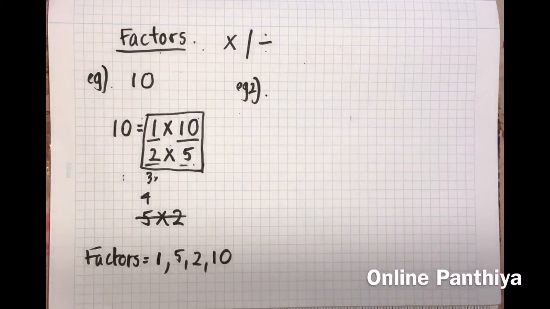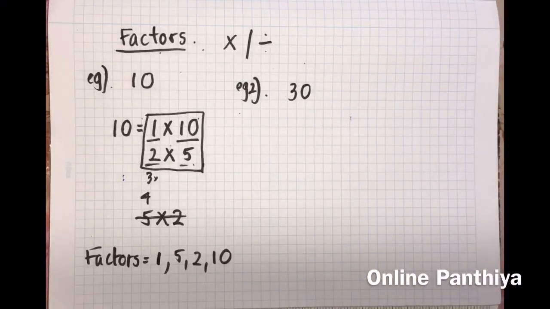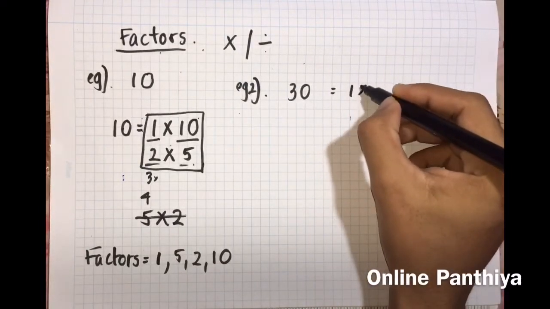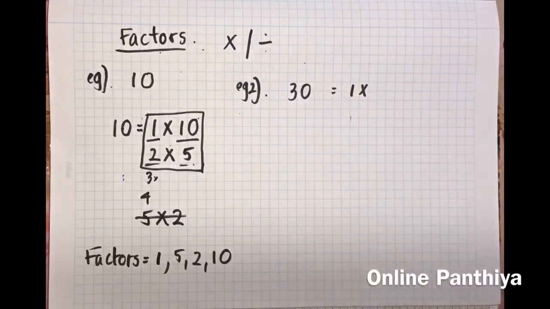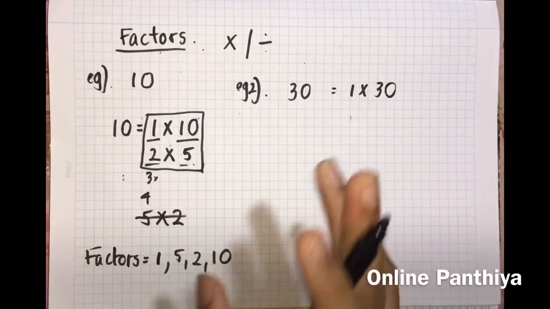Let us take 30. Now they are asking you to write all the factors of 30. How do you start? You start from number 1. 1 into how much will give you 30? Yes, 30. So for all the numbers, remember one thing.